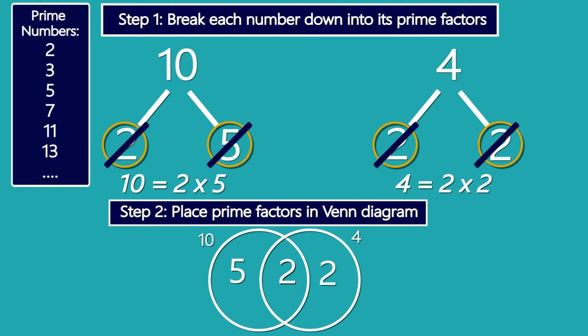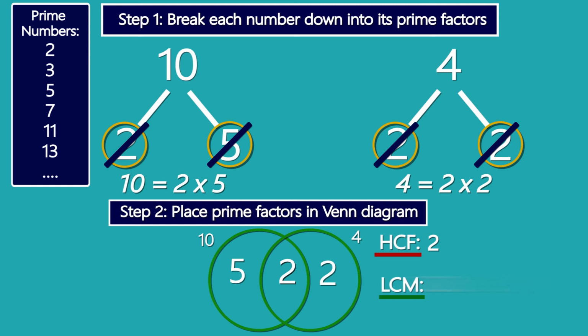Now, to find the highest common factor, I'm just going to look at the intersection of the Venn diagram. That's the middle part, the overlapping part. And the highest common factor is all the numbers in that middle part multiplied together. In this case, there's only one number, the number 2. So the highest common factor is just 2. And if we used our other method that we saw at the start of this video, we would have got that as well.